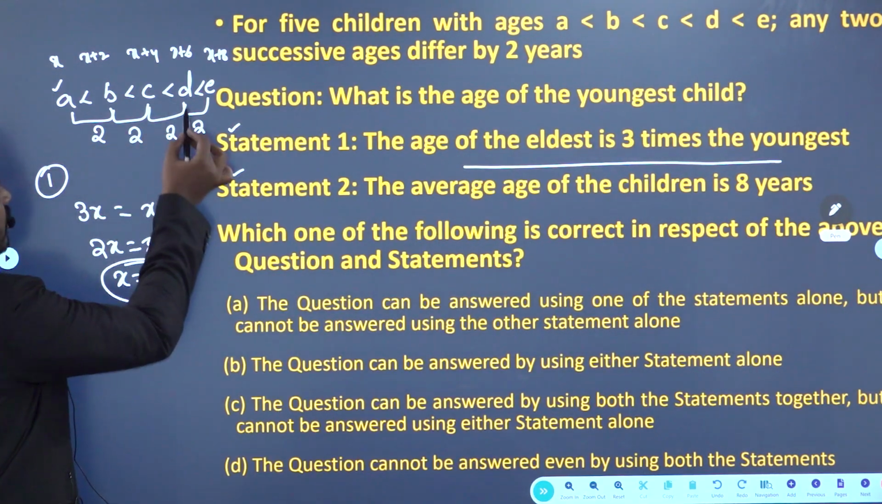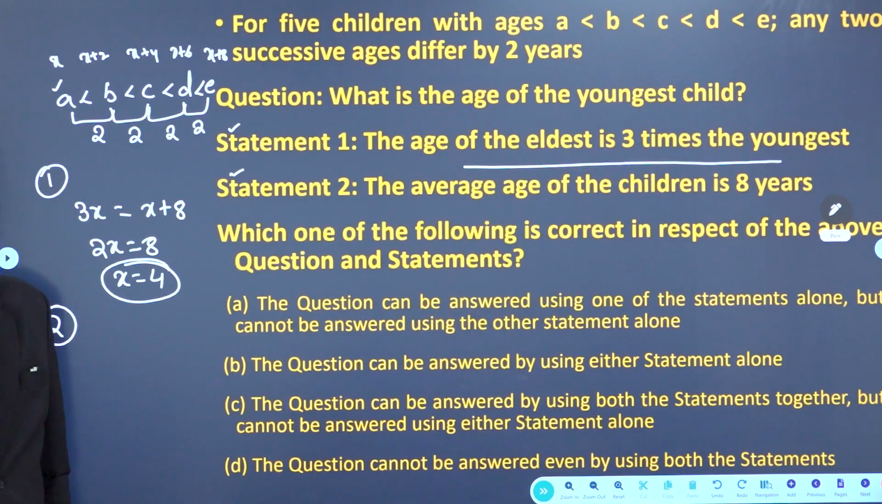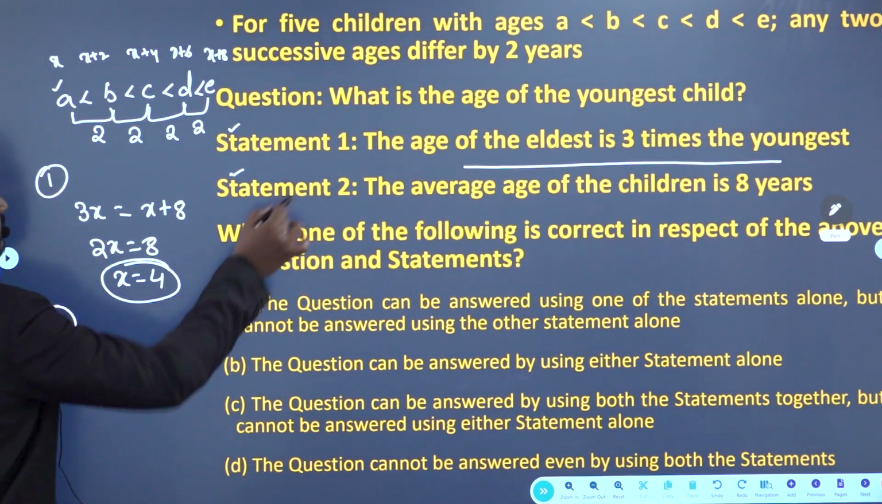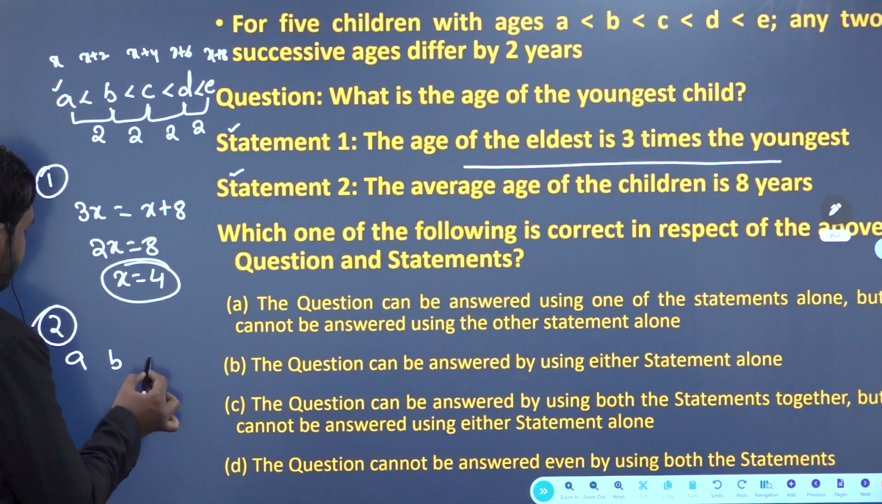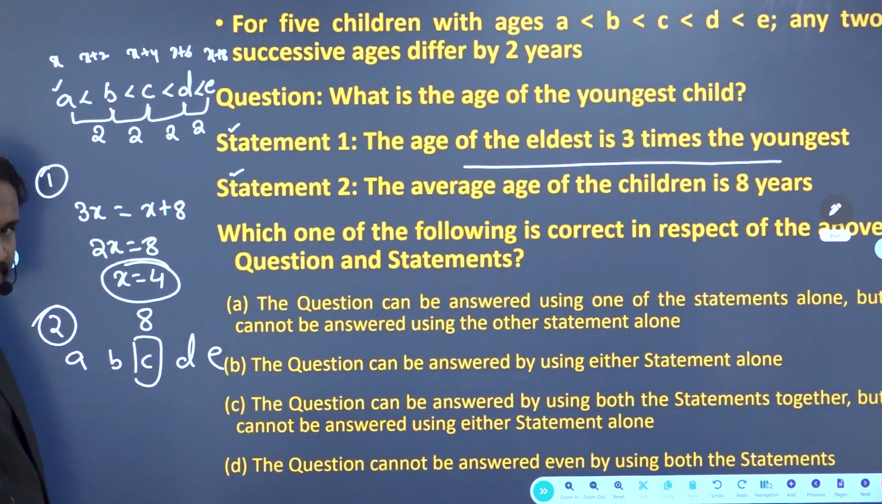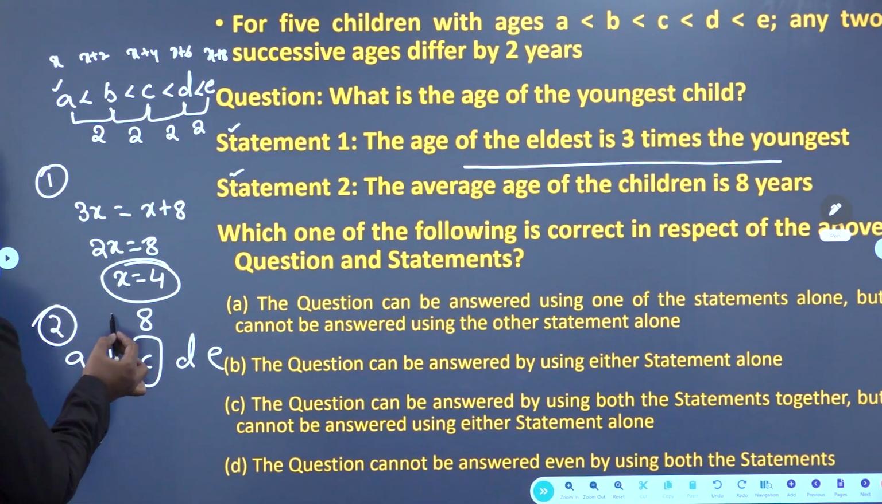So here, all the 5 children are in such a manner that their difference is how much? 2, 2, 2, 2. And the average they gave us in this case is 8 years. That means, indirectly, the middle child's age, C's age, they gave as 8 years. If C's age is 8 years, what about B? 6. What about A? 4 years.